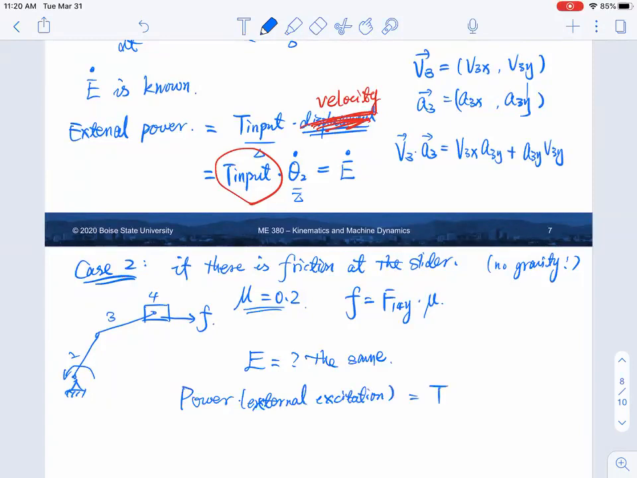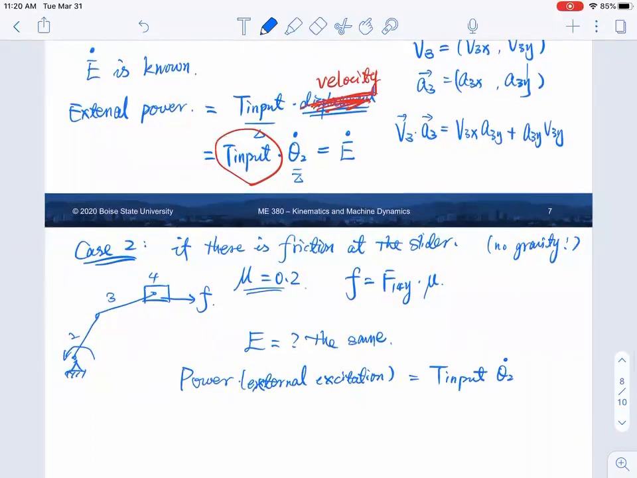So we know that it has T input theta 2 dot. That's the power generated by the input torque. But then here, your friction is also introduced by the ground. So you should consider your friction as an external force. So that means plus friction times the velocity, right? And then your T input theta 2 dot plus F1y mu Vx.